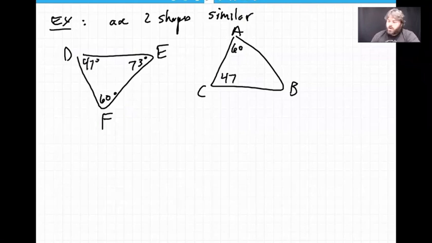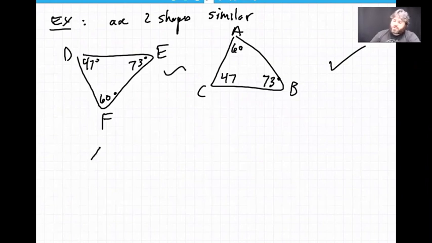Looking over at the other triangle, I've got 60 and 47. That makes 107 degrees total, which only leaves me 73 degrees for the third angle. So this angle here has to be 73 degrees. Because all these angles are the same, you've got a 47, a 73, and a 60, we're going to say that these two shapes are in fact similar. So yes, I'm going to put that little squiggle to show that they're similar.